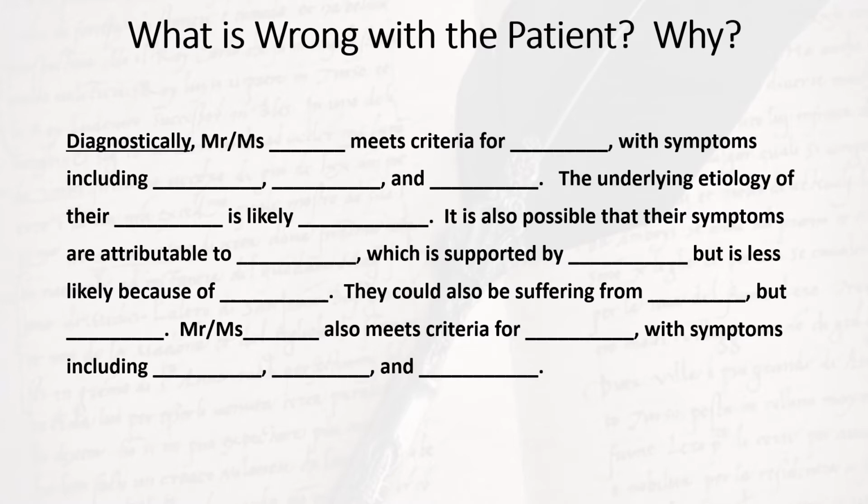The underlying etiology of their blank is likely blank. It is also possible that their symptoms are attributable to blank, which is supported by blank, less likely because of blank. Again, this is what I think might be going on. This is why it might be going on, why it might not be going on. They also could be suffering from this, but it's less likely because of this. Mr. and Mrs. blank also meets criteria for blank with symptoms including blank, blank, blank, and I'm going to repeat this until I've walked through all of the relevant diagnostic considerations.